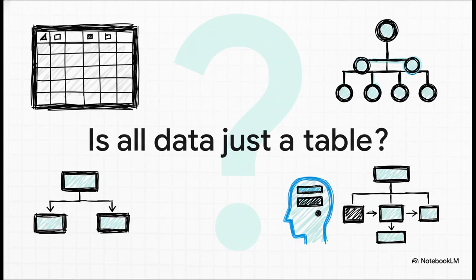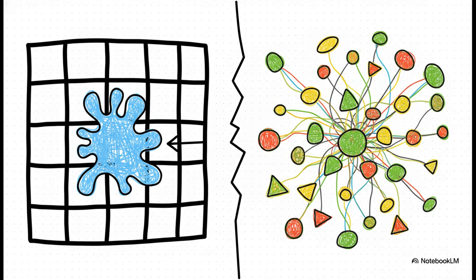We thought about data in neat rows and columns, like a perfect spreadsheet or a classic database table. But what happens when your data just refuses to fit into that neat little box? What if it's more like a messy family tree or a really complex user profile with all kinds of nested info? And that right there is the heart of the issue.